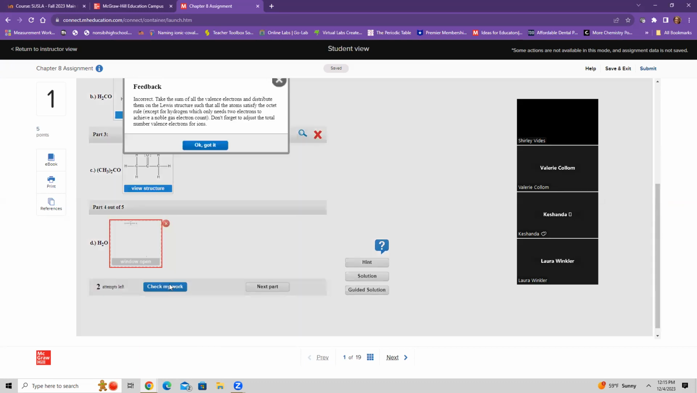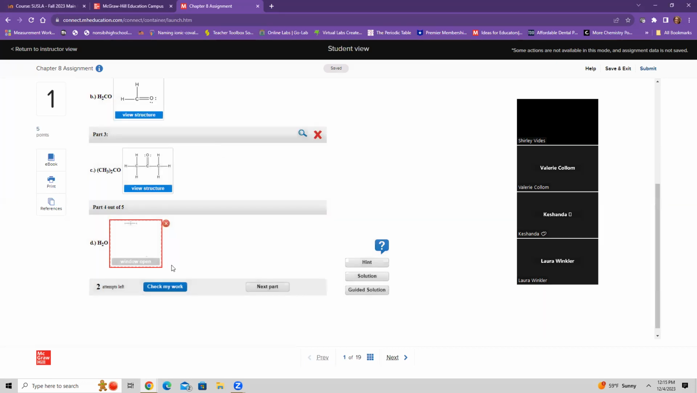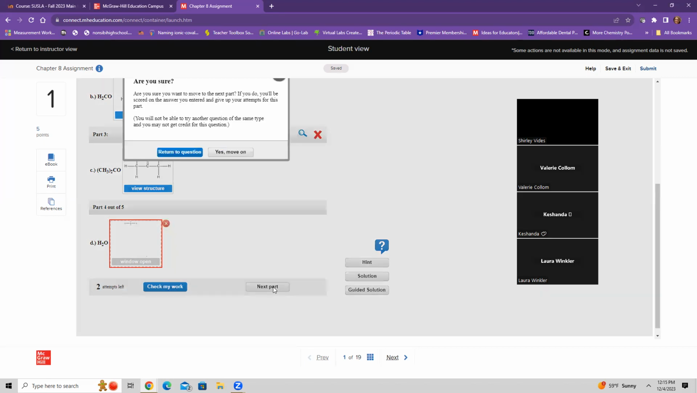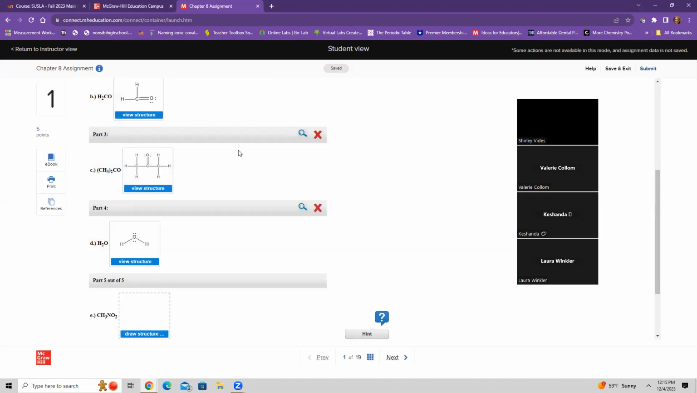Check my work. It says it's incorrect. Everything I'm doing is incorrect according to it. But everybody's touching. I'm looking at all of them. Look at the solution and see what they want you to do. I'm going to look at the next one. Yes, move on.